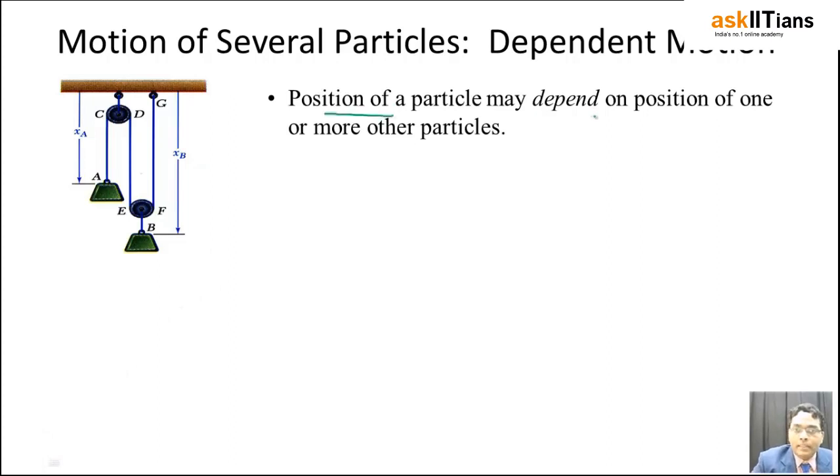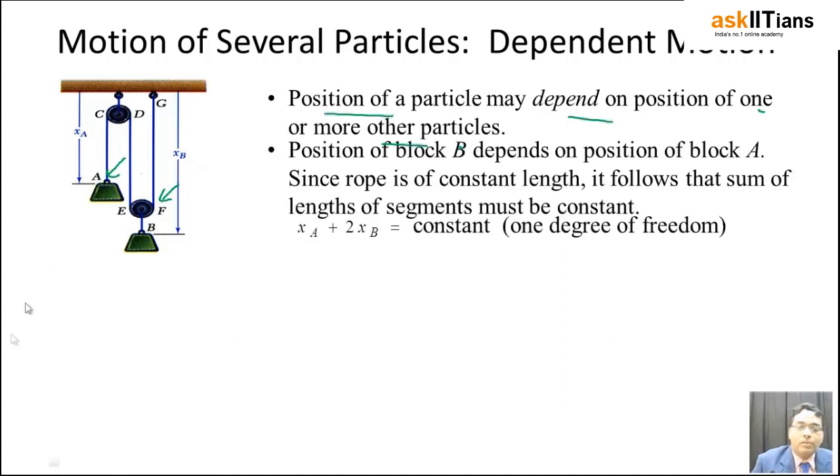The position of a particle may depend on the position of one or more of the other particles, because all these particles are connected together. As a result, we will say that the position of block B, this is my block B, depends on the position of block A, since the rope length is constant.